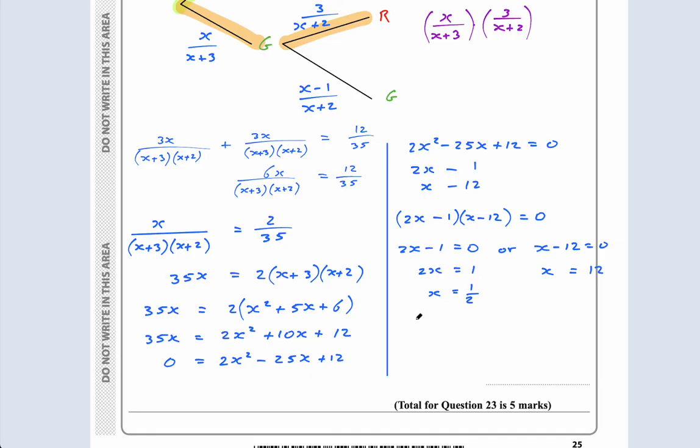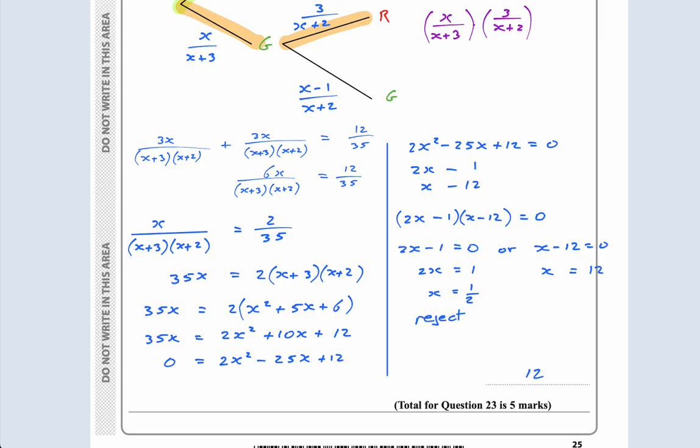So I can actually write reject this answer. Sometimes you can reject one of the answers if the other one makes sense. So the answer is 12, and that's it. Okay, obviously a hard question, guys. I've noticed in this paper particularly, you need to know how to factorize your quadratics.